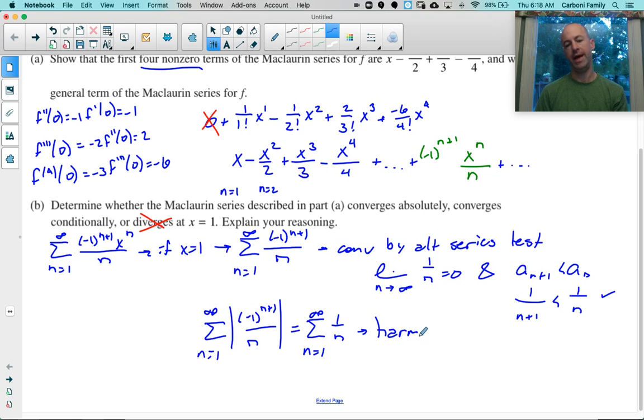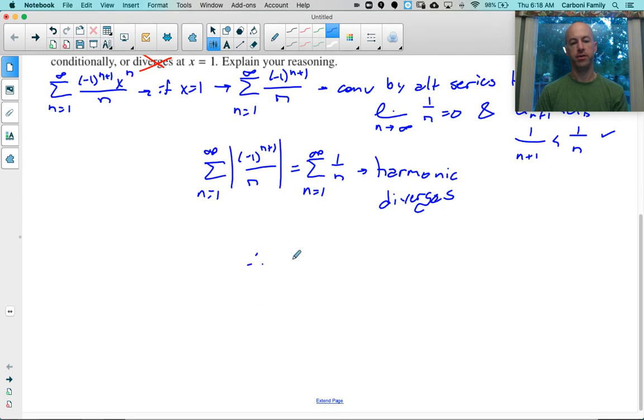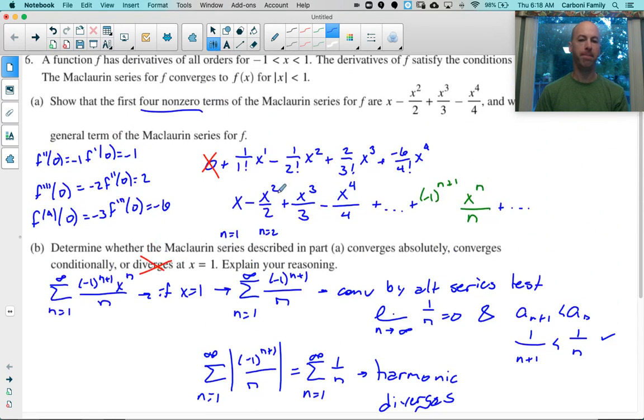And so the absolute value diverged, yet the original series converged. That is the definition of conditional convergence. So therefore, conditional convergence. So there is your answer to part B.